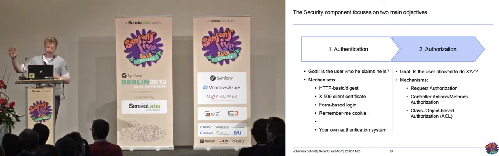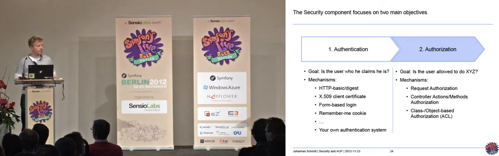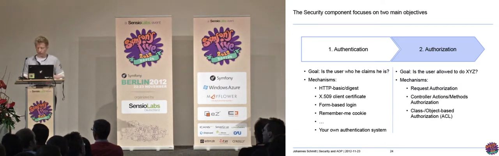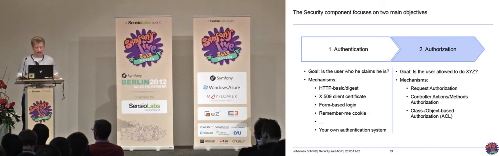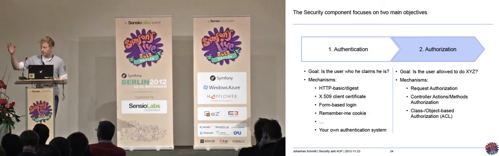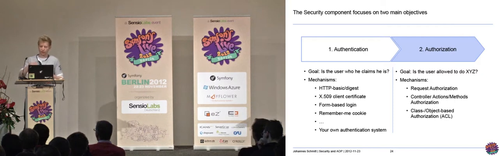And we have also several mechanisms there. We can authorize a request as a whole. We can authorize certain controller actions or methods which are invoked. And we can also authorize certain actions which are performed on classes or objects, which is basically ACL. And basically, if you go from top to bottom, then the checks get more fine-grained.